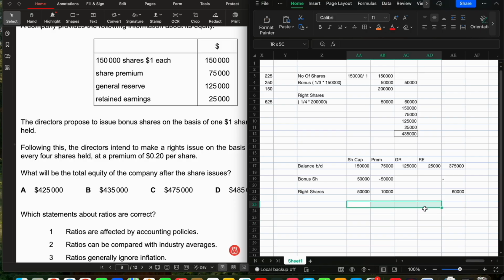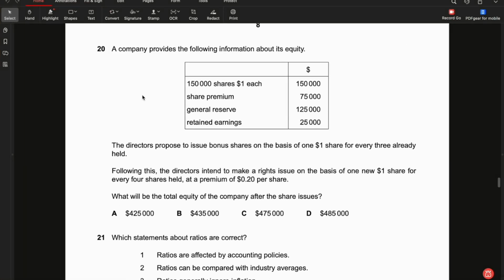Now we'll calculate the final total. The total on the shares is 250,000, then share premium, general reserve, retained earnings, and the total is this. The share premium balance is now 35,000, general reserve and retained earnings remain as they are, and my new total equity is 435,000. Okay, I hope this makes sense. So your correct answer for question number 20 is 435,000, B.